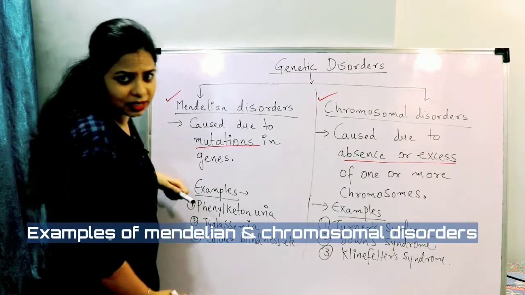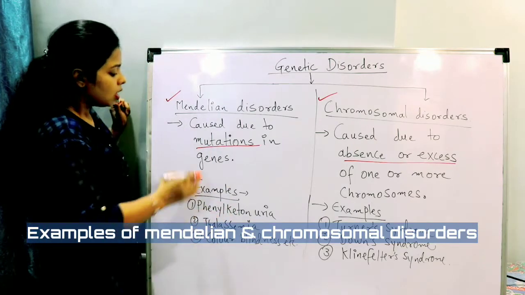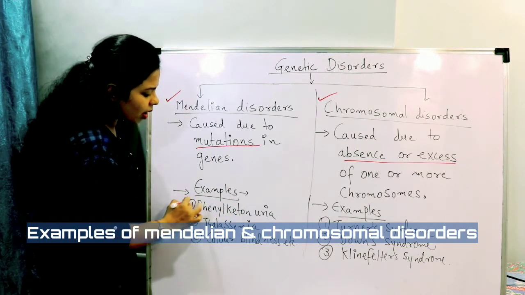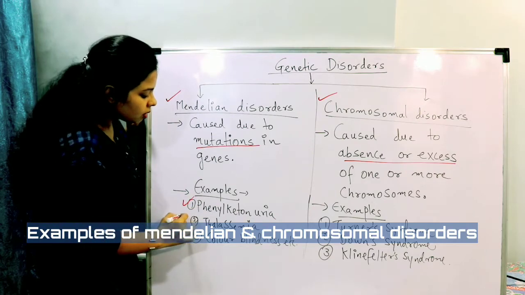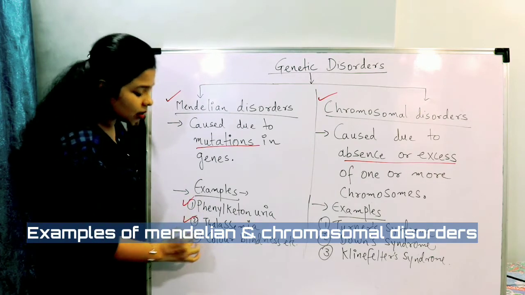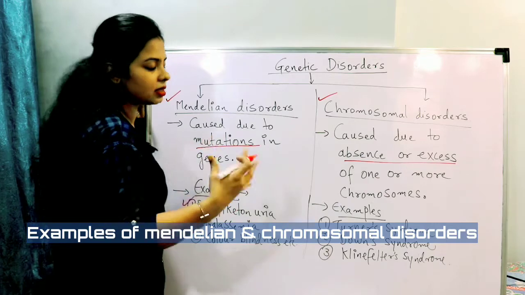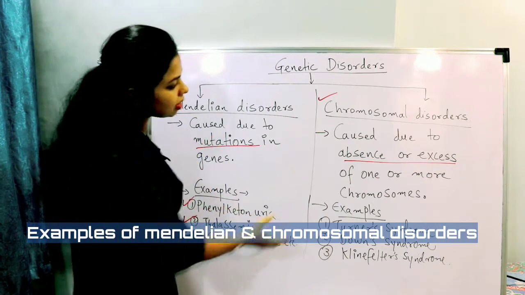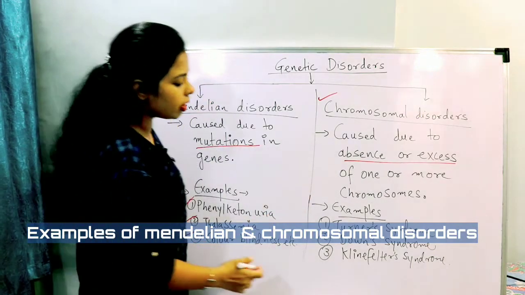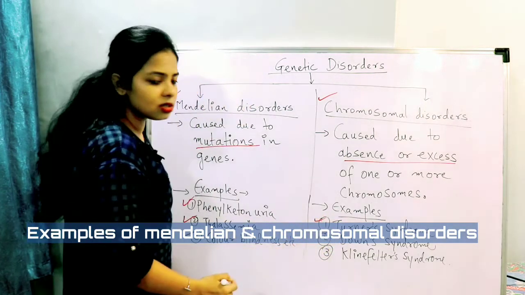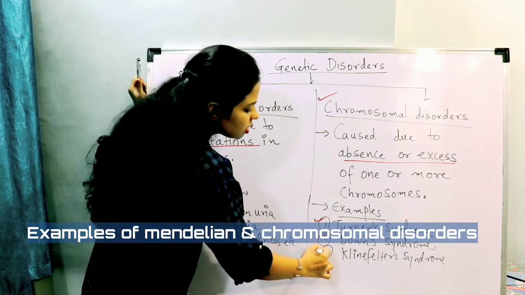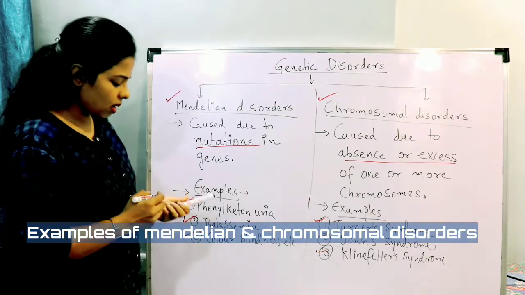Now let us see some examples of Mendelian disorders. Example number one is phenylketonuria, then you have thalassemia, color blindness, hemophilia, etc. There are many examples here. The next is chromosomal disorders. The first example is Turner's syndrome, then you have Down's syndrome, then Klinefelter's syndrome, etc.